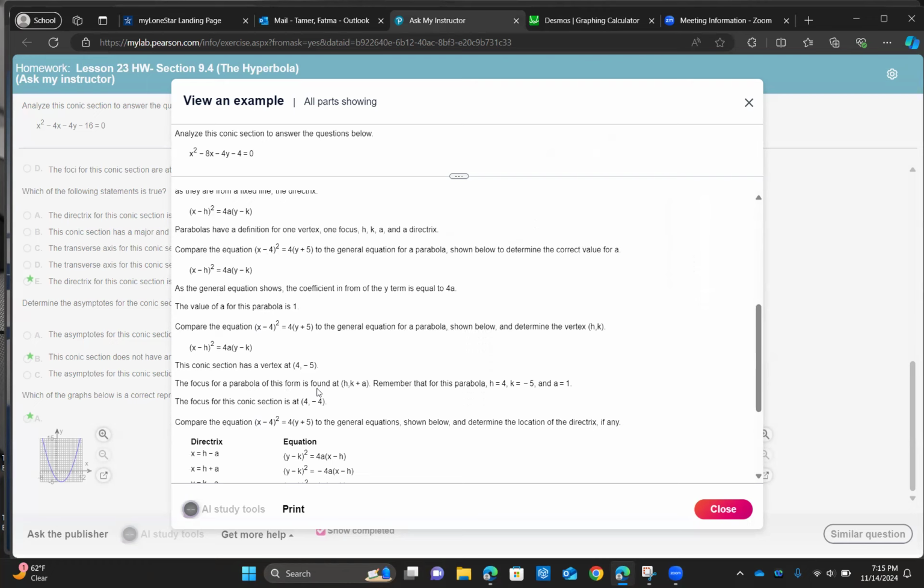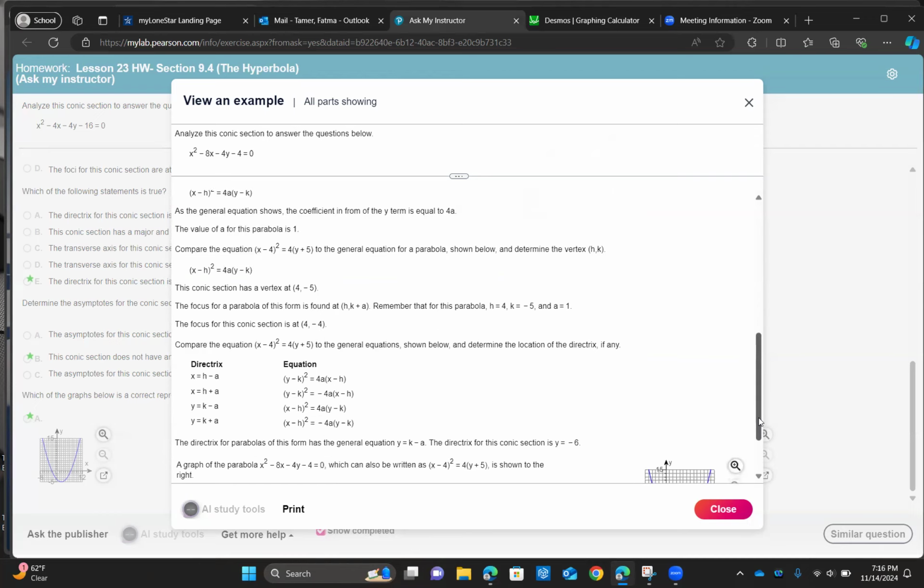The focus of this parabola is found at (h, k plus a), since h is 4, k is negative 5 and a is 1. If we add the k and a values, negative 5 plus 1 gives me negative 4. So for the focus, we use h and k plus a. This is how we're going to find the focus here.